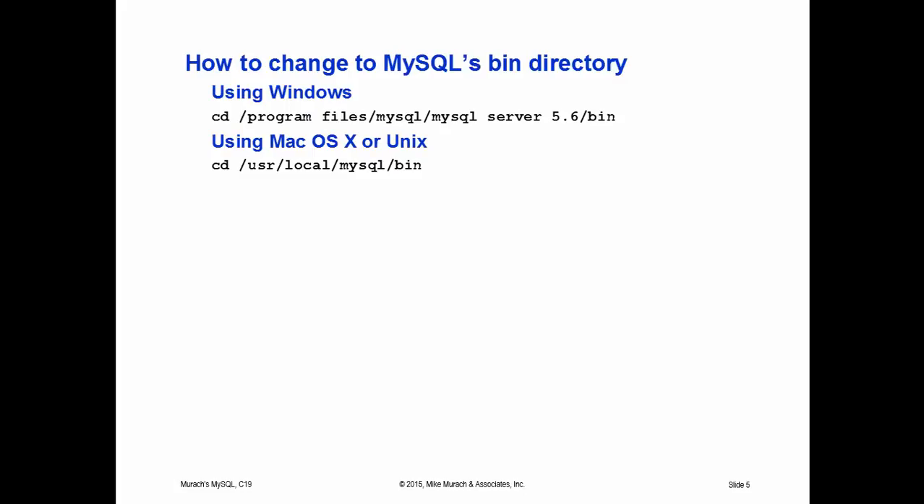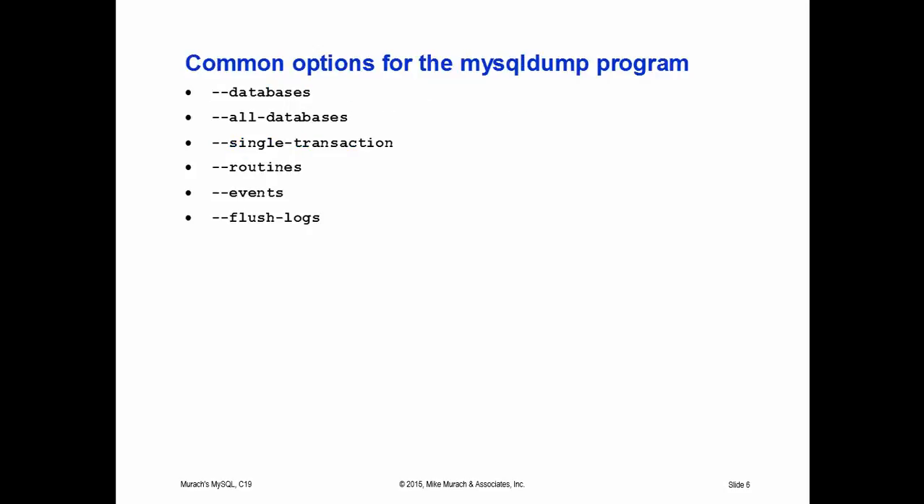All right, I'm not going to worry about changing bin directories and the like. Again, I just want to talk about some of the options here. The --databases option identifies the databases that you want to back up. If you put --all-databases, that backs up every database. If you put --single-transaction, that guarantees that the data seen by mysqldump does not change. --routines includes any stored routines and functions. --events includes events. And --flush-logs causes MySQL to create a new binary log file.